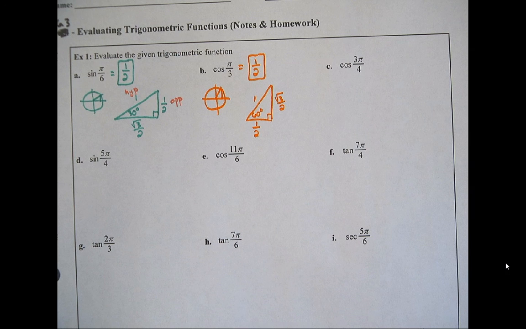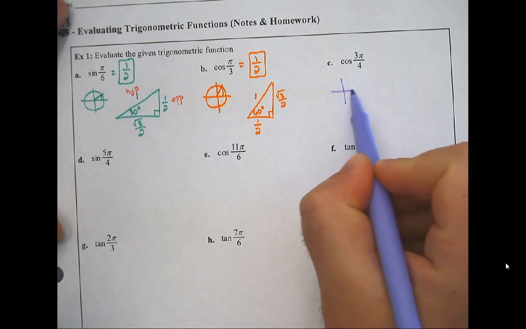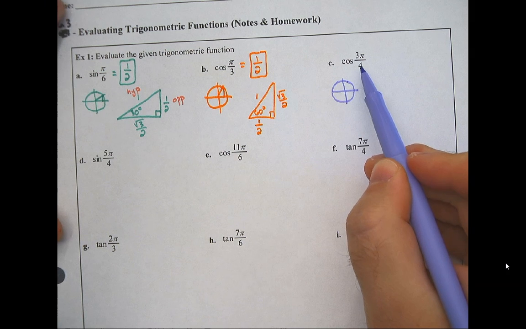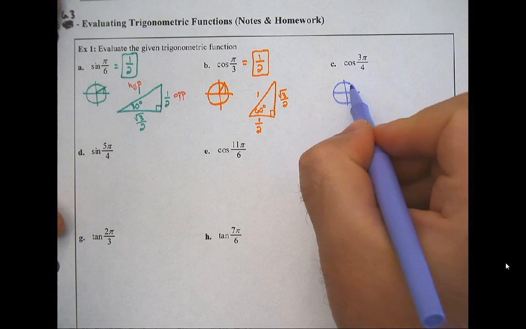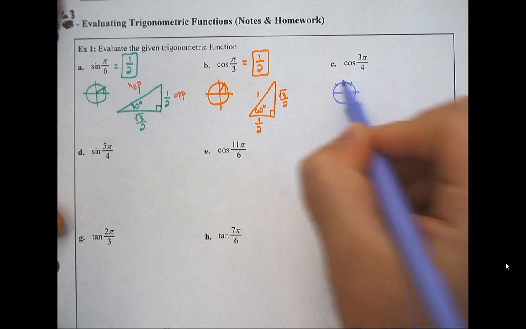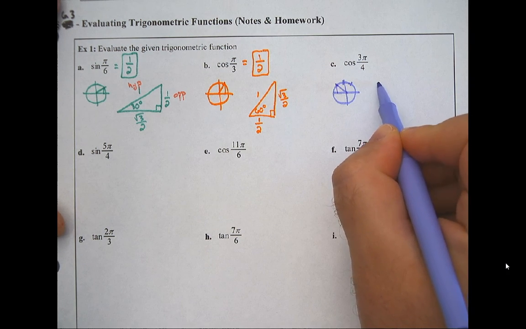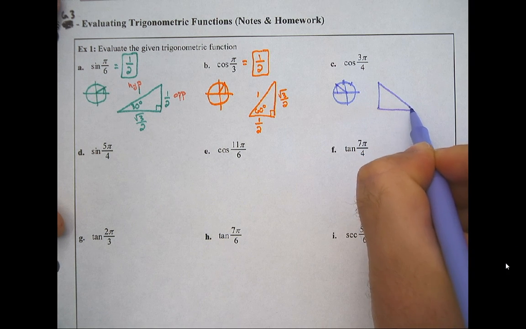Okay, cosine of 3 pi over 4. So let's first figure out where 3 pi over 4 is. I'm going to think about this in terms of 180 divided by 4. That's 45. So I'm counting off 3 45s: 1, 2, 3. 1 to the origin, 1 to the x-axis. That gives me the way that my triangle should look.